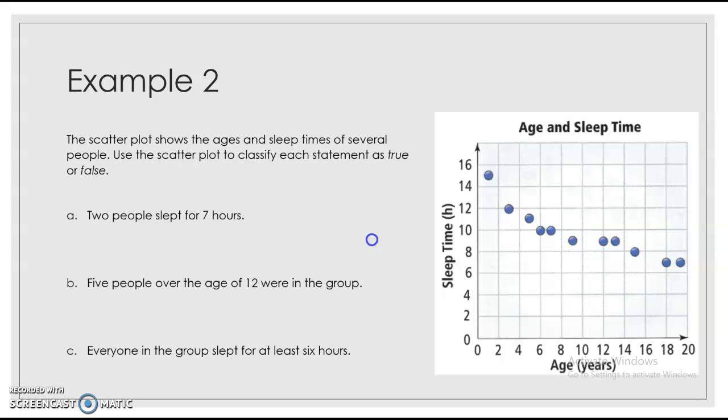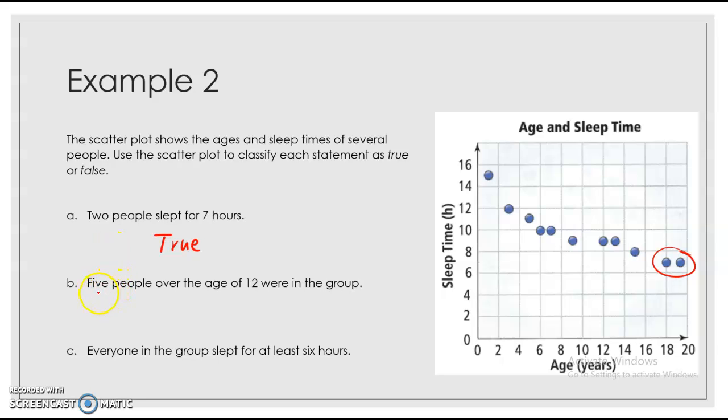Example 2, the scatter plot shows the ages and sleep times of several people. We're going to use the scatter plot to decide whether the statements are true or false. So statement A, 2 people slept for 7 hours. So sleep time is our Y. So I'm going to go to 7 on the Y. That's halfway between the 6 and the 8. And I have 2 dots there for 7. So this would be a true statement. There are 2 people who slept for 7 hours.